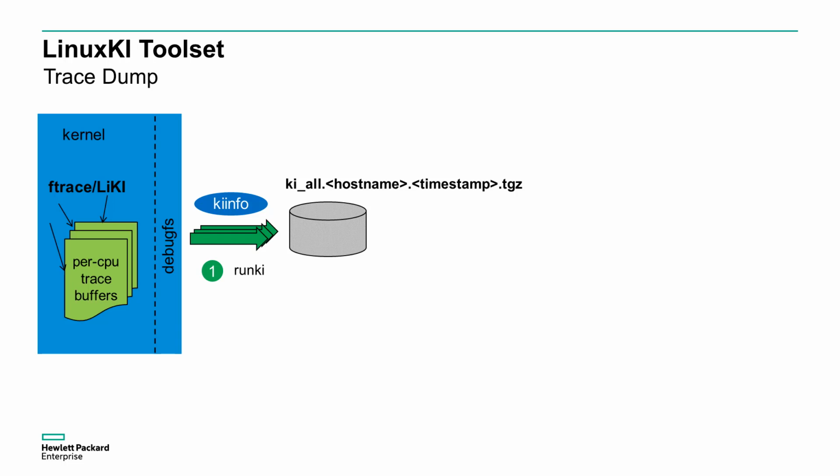Once the trace is complete, the LinuxKI script will remove the LinuxKI DLKM from the kernel and collect some supplemental system information and configuration data. Finally, it compresses all the information into a single gzip tar file with the host name and timestamp embedded in the file name.